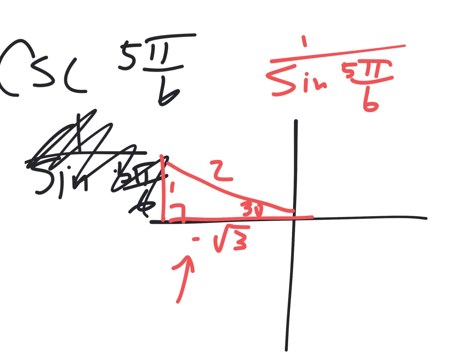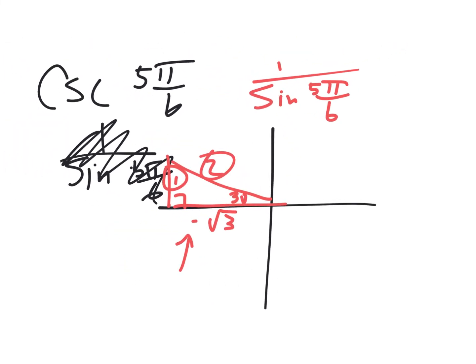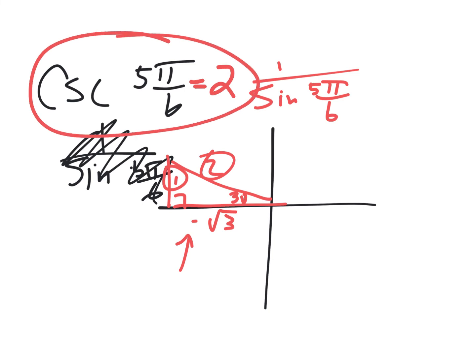So what is sine of 5 pi over 6? Well, it's opposite over hypotenuse. It's 1/2. So then what do I got to do to finish the deal? It's not 1/2. What is it? 2. It's 2. I got to flip it. So there's my answer. Yes?